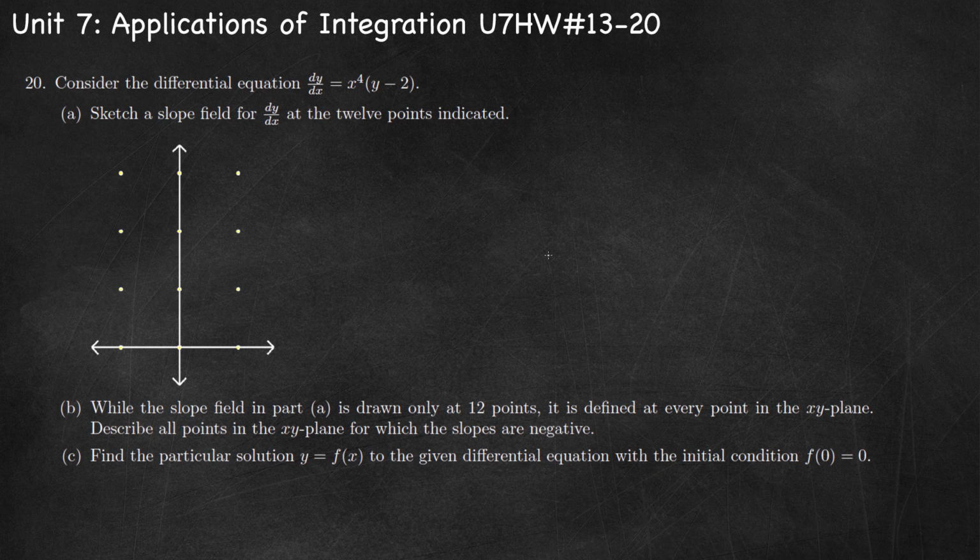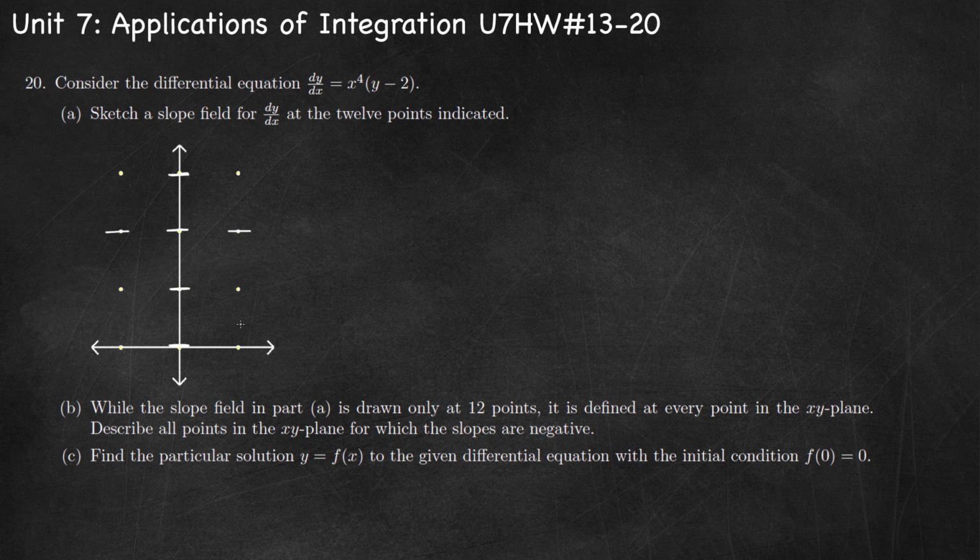And number 20, our differential equation is dy dx equals x to the power 4 times y minus 2. Sketch a slope field for dy dx at the 12 points indicated. Let's start at the origin. At 0, 0, well, whenever x is 0, the whole slope is just going to equal 0. So at x equals 0 and y equals 0, slope is 0. At 0, 1, the slope is 0. At 0, 2, the slope is 0. At 0, 3, the slope is 0. Then at y equals 2, I can see by looking at the equation when y is 2, the slope is also going to be 0. So we get zeros there.